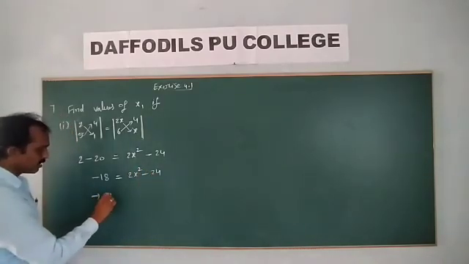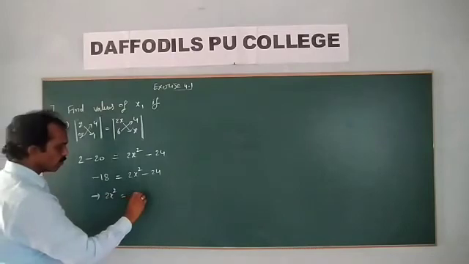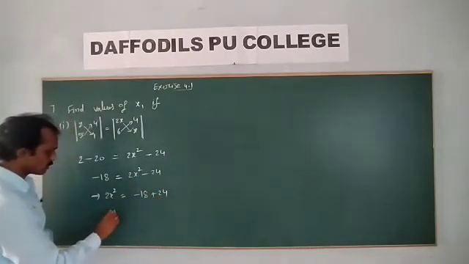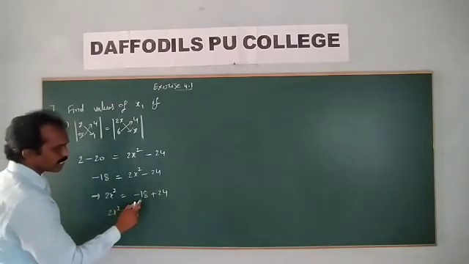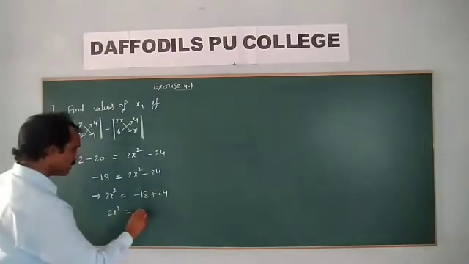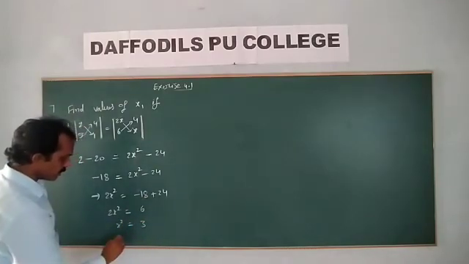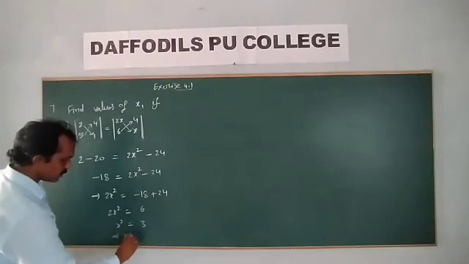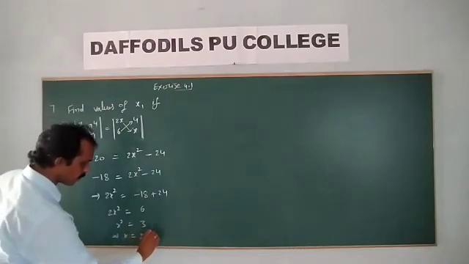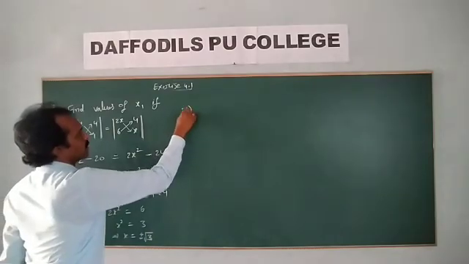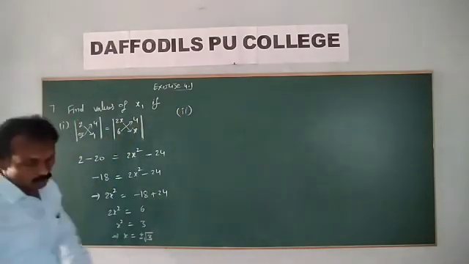This implies 2x square is equal to minus 18 plus 24, which is 6. So x square is equal to 3. This implies x is equal to plus or minus square root of 3. Like this, solve by taking the 2 by 2 determinant on both sides. In this seventh question, the second one is homework.